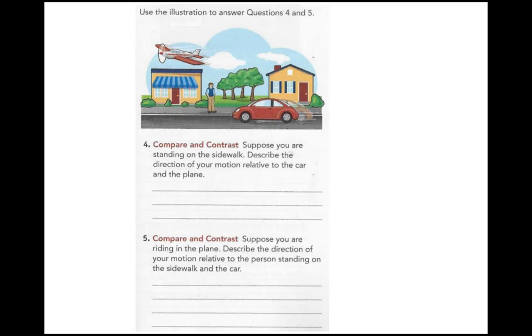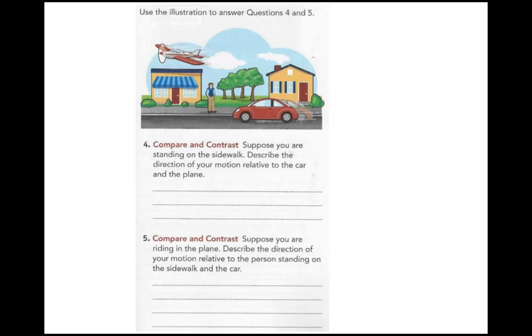Let's move on to this question. 4. Compare and contrast. Suppose you are standing on the sidewalk. Describe the direction of your motion relative to the car and the plane. So you are standing here. So according to the car and the plane, you are moving what? To the right side. But according to the trees, the shrub, and the house, and the bushes, you are what? You are standing still, right? So like that. Very good.